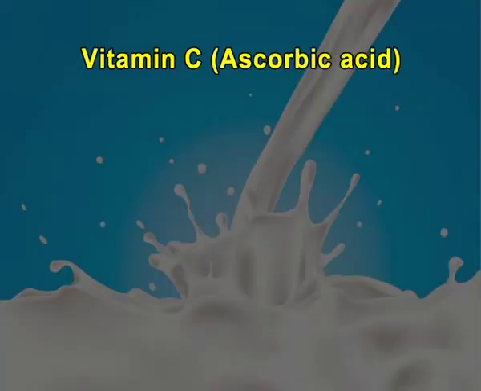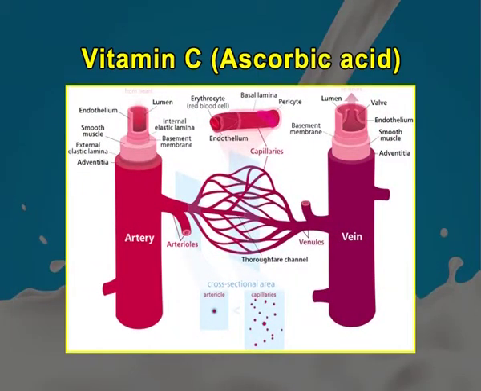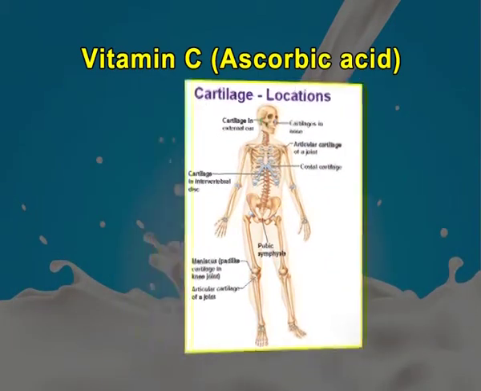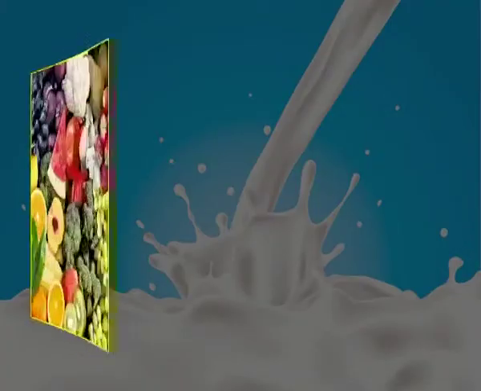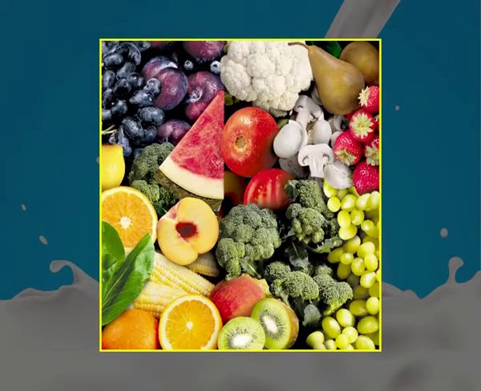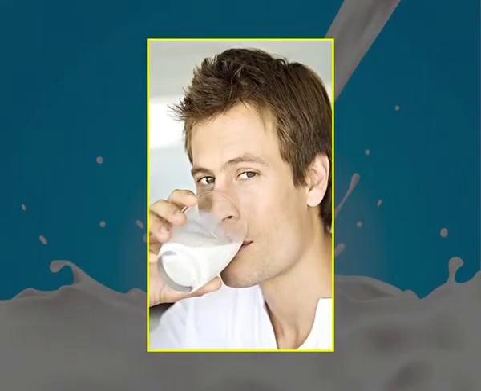Vitamin C is required for correct structure and maintenance of blood vessels, cartilage, muscles and bones. Humans cannot make vitamin C within the body, and it must therefore come from the diet. Good sources in the diet include many fruits and vegetables, and milk also makes a contribution.